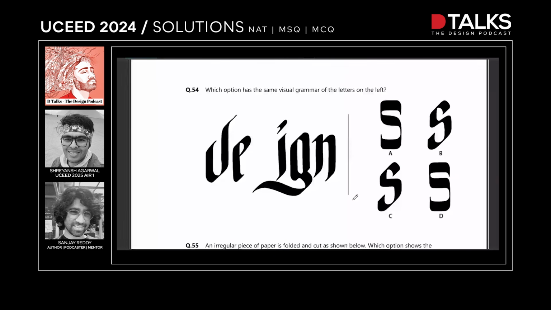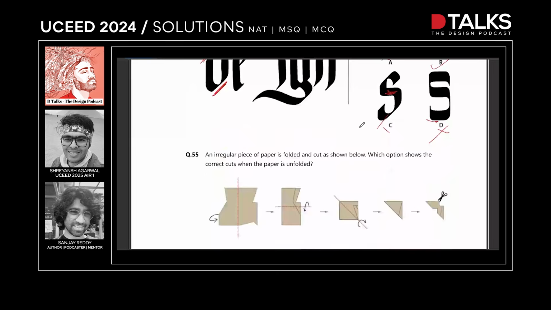Which option has the same visual grammar of the letters on the left? Pretty obvious. Every single horizontal line is at a 45 degree angle, so A is wrong because of the horizontal line. C is wrong because the center line is horizontal. Pretty obvious, easy question.